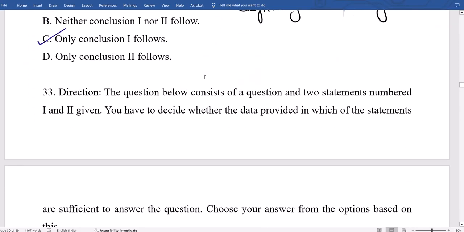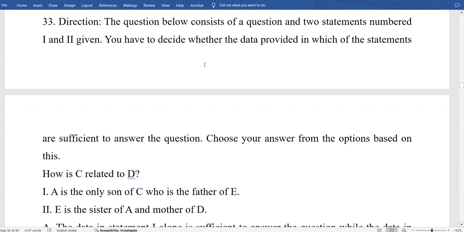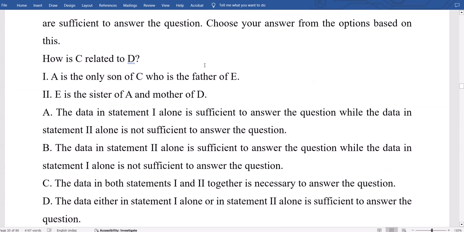See the next one. Data sufficiency linked with the blood relation concept. How is C related to D? Guys, one alone not possible, two alone not possible. Why, sir? Here only C is there. Here only D is there. I want the C and D connection.